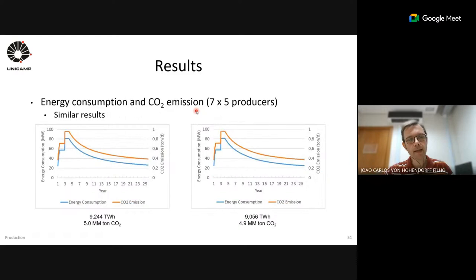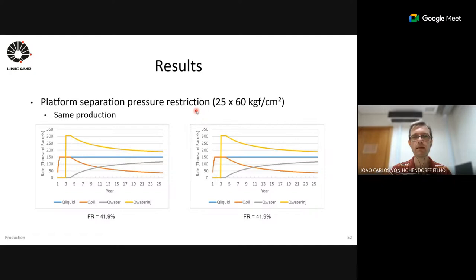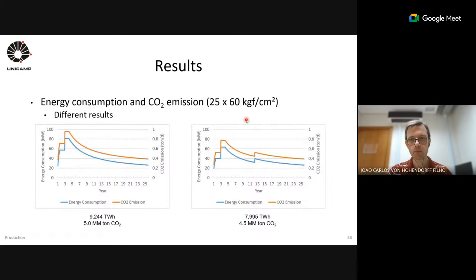And is the energy consumption and CO2 emission, and it's basically the same, okay? It's a bit different. It's basically the same for this study. But here, if you remember in the previous case, we changed the pressure reaching the platform, on the pressure of the wells. I did this analysis and obtained the same behavior in terms of production, injection from the fields, and in terms of CO2. I obtained different results.